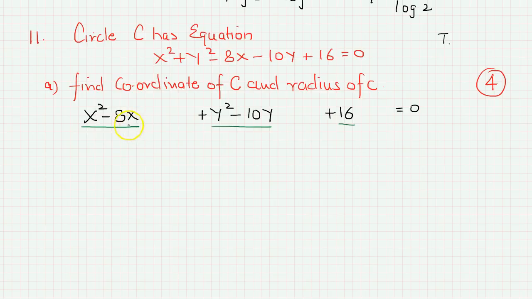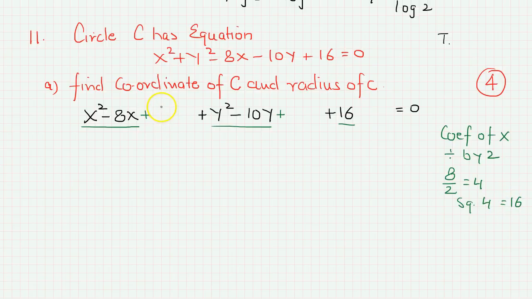Now we are going to do it by the method of completing the square. So completing the square, we know that if the terms x square and x are there, we always add something. What do we add? We divide the coefficient of x by 2. So here it is 8. 8 divided by 2 is 4, and then we square it. That is 16. So we are going to write here 16.